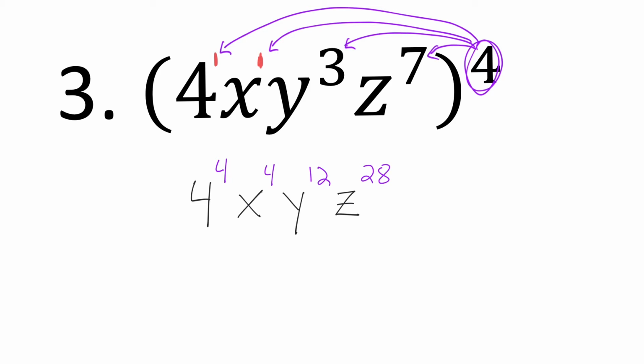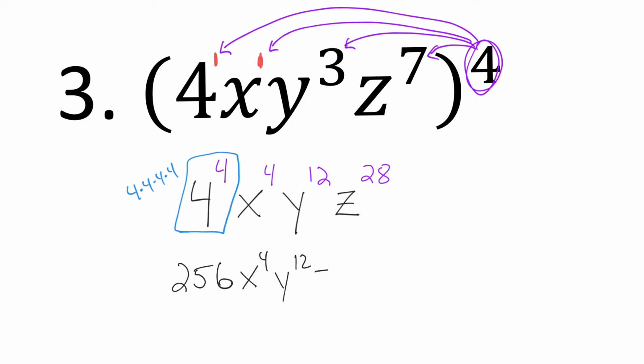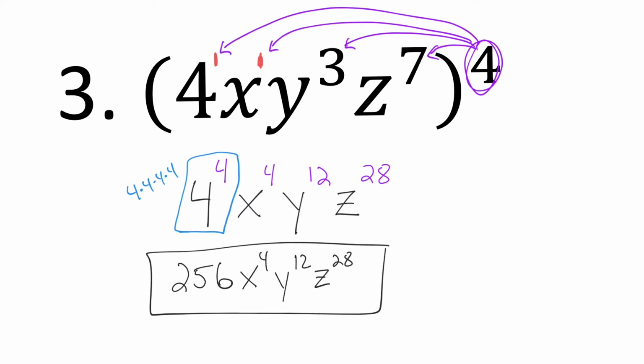Now, you guys can simplify this part of the expression, 4 to the 4th power, and you guys can use the calculator. But mathematically, what we need to do is, we need to multiply the base by itself 4 times. So we have 4 times 4 times 4 times 4. And that's going to equal 256. You guys keep the x to the 4th, y to the 12th, and z to the 28th power. So here is the answer.